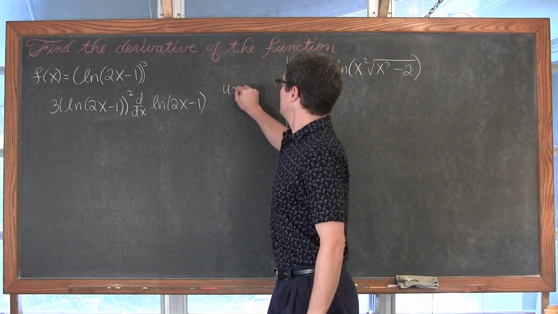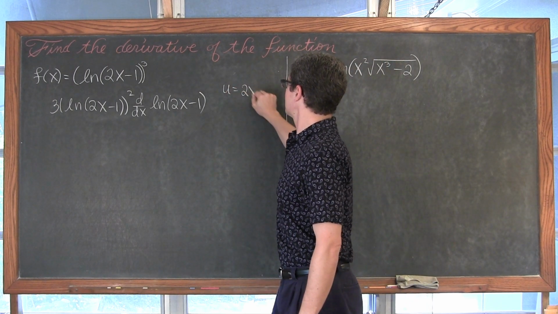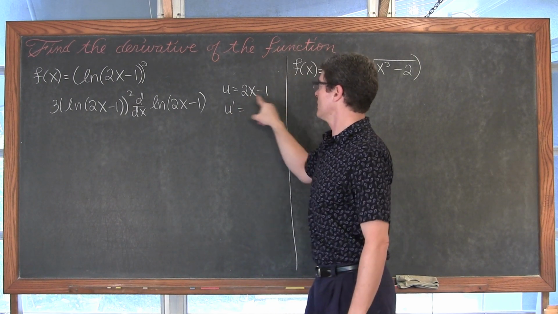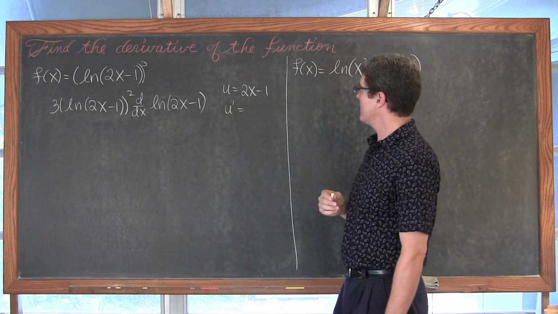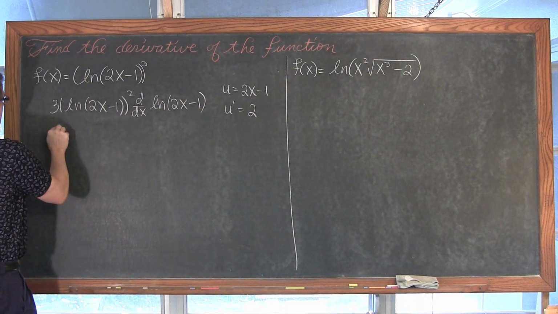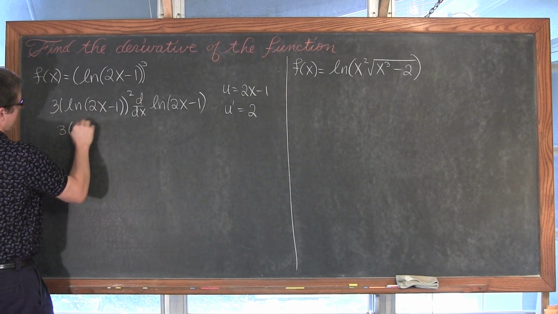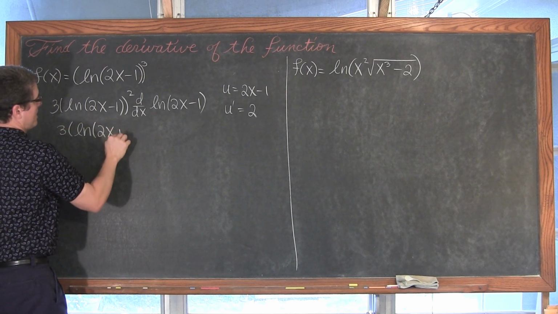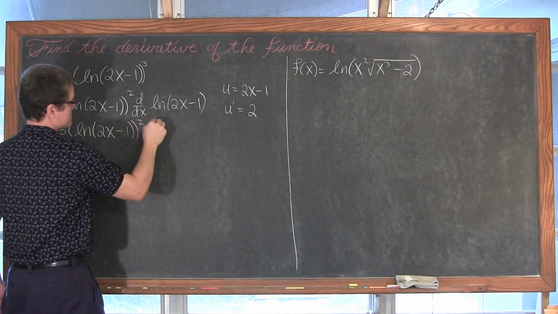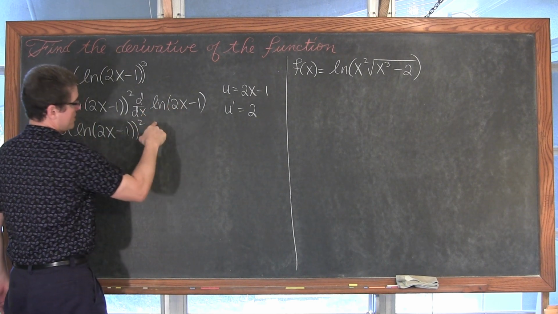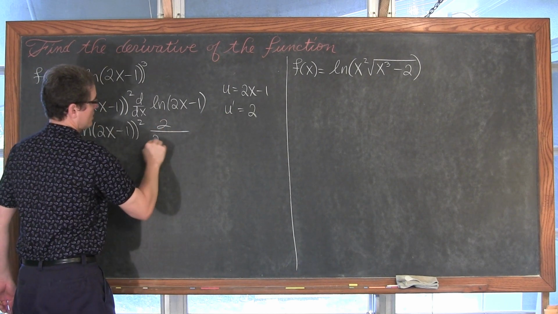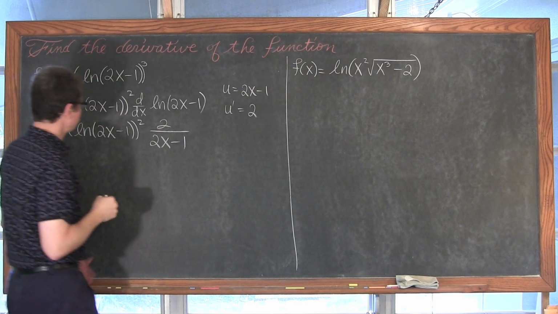So u is equal to 2x minus 1. u prime is therefore going to be equal to the derivative with respect to x of 2x minus 1, which is just going to be 2. So we have 3 times the natural log of 2x minus 1, squared, times the derivative of this, which is going to be u prime over u, so it's going to be 2 over 2x minus 1.